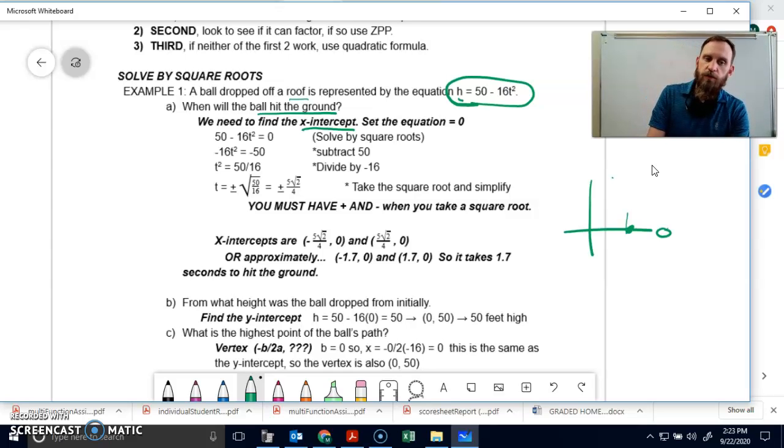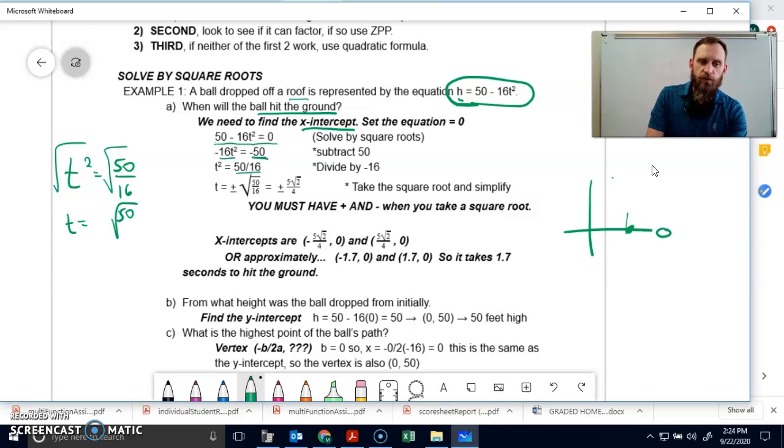So I'm going to set this equation equal to 0. 50 minus 16t squared equals 0. And I'm going to solve this. Again, there's no middle term. There's just two terms there. So I'm going to solve this by square roots. How would I solve for t? I would minus 50. And then divide by negative 16 on both sides. Two negatives make a positive. And then, and I'm going to do this work over here, I take minus 50 divided by negative 16, and I take the square root. So t equals the square root of 50 over 16.